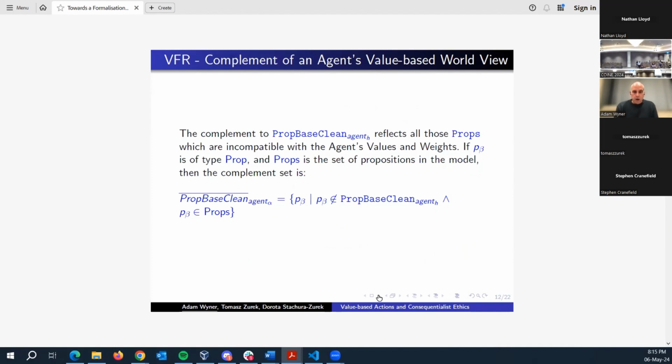We can also have a complement to prop-based clean, which in effect is all of those propositions which don't make it into prop-based clean. This is quite useful for later, as we see, but it's worth having the complement set expressed there. Next slide, please.